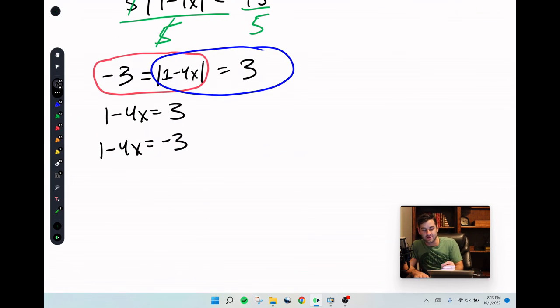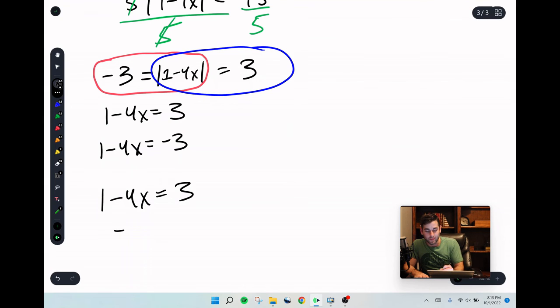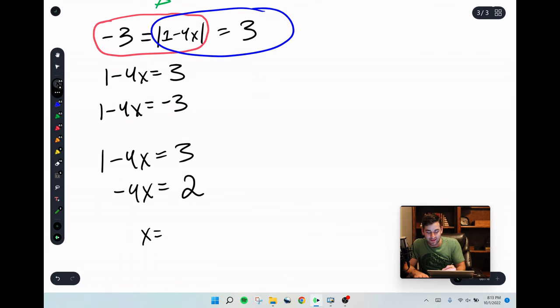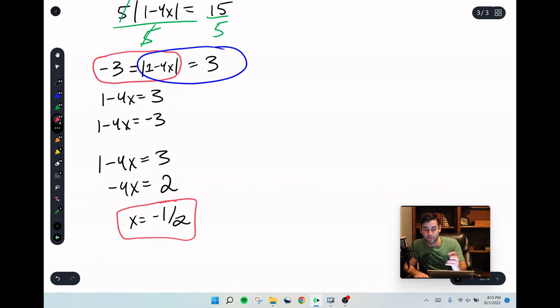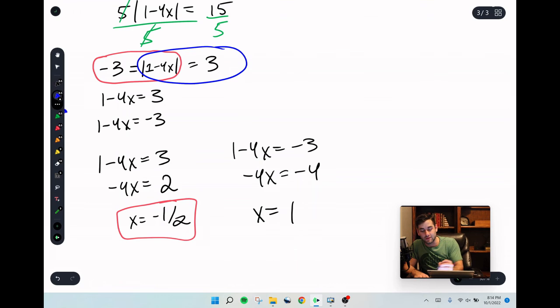If we just solve this in normal style, we'd probably get 1 minus 4x equals 3. We'd probably get negative 4x equals 2. Probably get x equals negative 1/2. And since it's not an inequality with one of those signs, we don't have to think about flipping the sign when we divide by a negative, like we normally would. All right, so on the other side of things, we got 1 minus 4x equals, this time, negative 3. Subtract that 1 over, you're probably negative 4x equals negative 4. And then you're probably looking at x equals 1 when you divide those out.